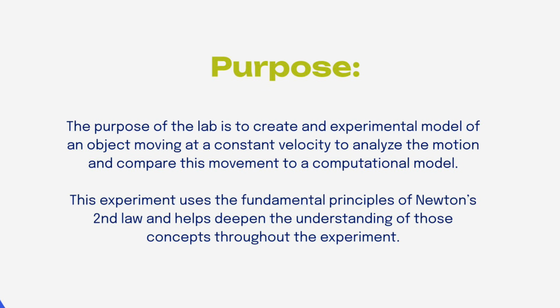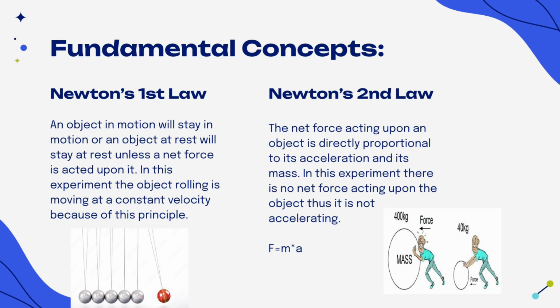This experiment uses the fundamental principles of Newton's laws and helps deepen the understanding of those concepts. It uses Newton's first law, as an object in motion will stay in motion, or an object at rest will stay at rest, unless a net force acts upon it. In this experiment, the object rolling is moving at a constant velocity because of this principle.